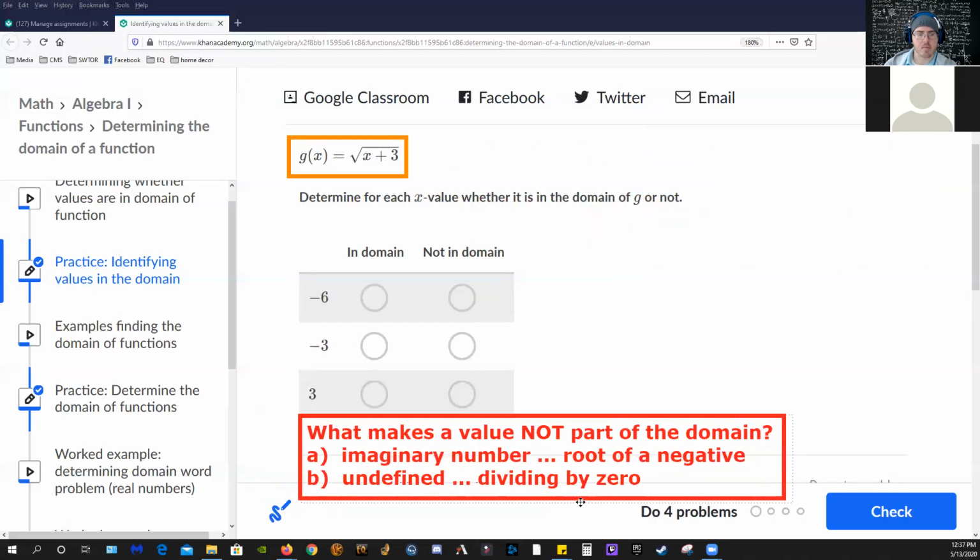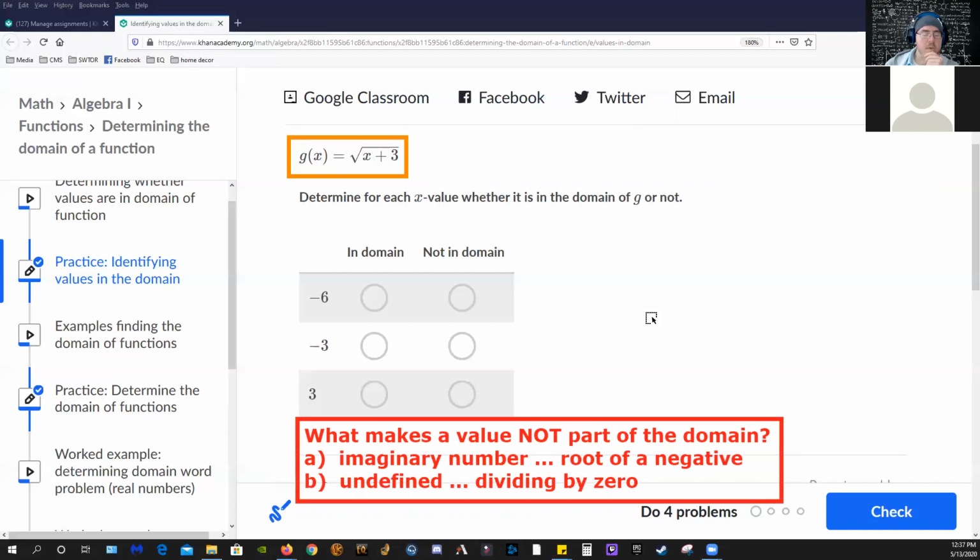Okay, so what would make it not part of the domain? Well, here's the deal. In this particular equation, x plus 3 would be positive. We just don't want it to be negative. We cannot have that become negative. So how would we make that work? The square root of a negative is bad. So how do we keep it positive?